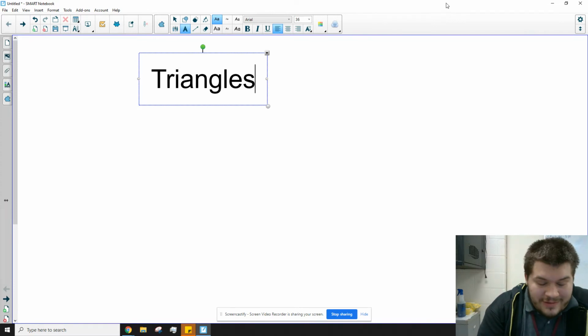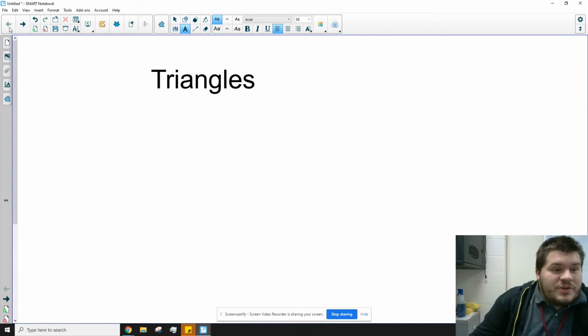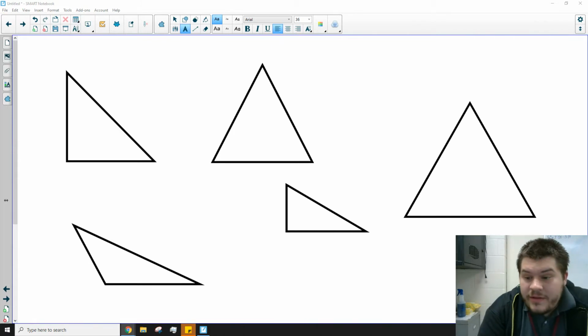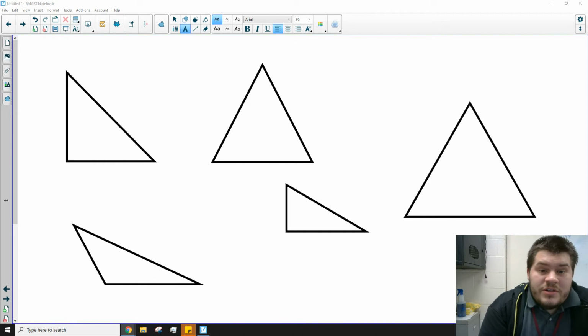This unit is entirely about triangles. I'm sure you all know what triangles are. They come in various shapes and sizes, but a triangle is a triangle. It has three sides. So the first part of this unit is just talking about one of the core properties of a triangle.